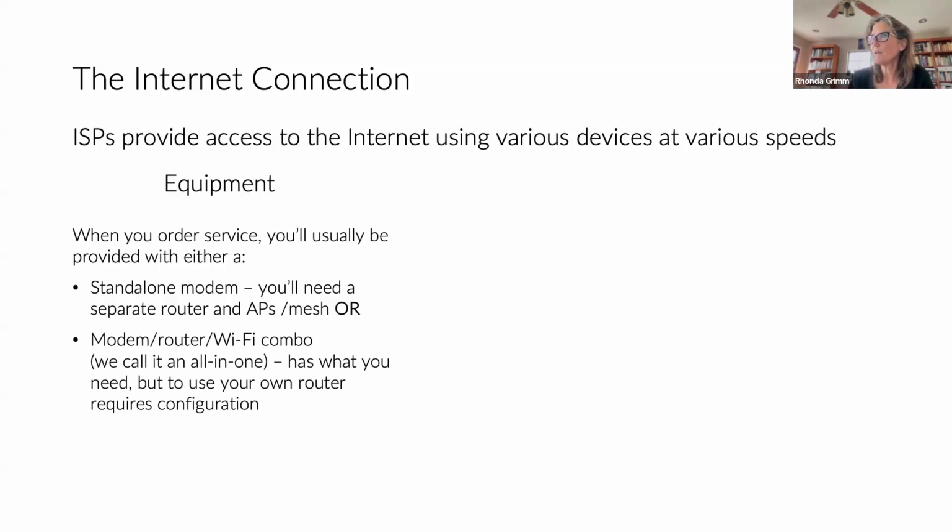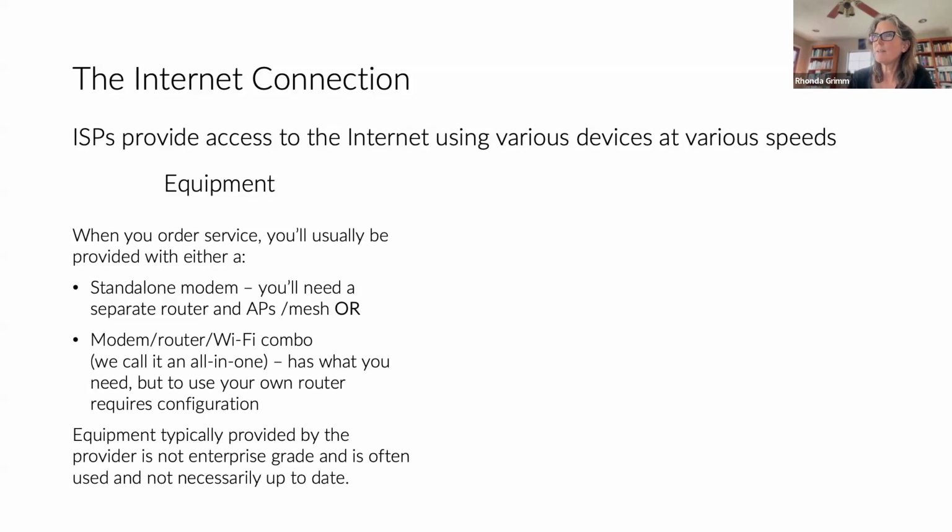It requires some configuration. The trouble with these all-in-one devices is they're typically not enterprise grade. They're usually the most cost-effective thing the provider can find. They're not necessarily up to date. In fact, they're frequently out of date and not up to the latest standards. So in some of these AV installations, you're not going to see the combo unit used. You're going to actually use your own dedicated router.